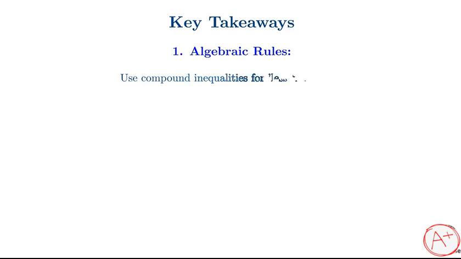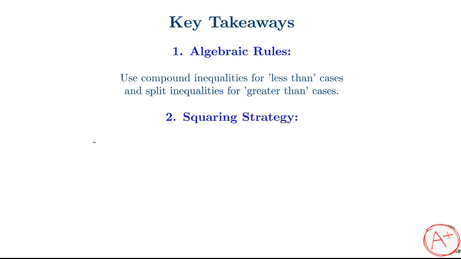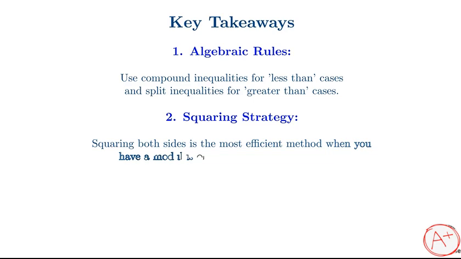To summarize today's lesson, remember these vital points for your exams. Use compound inequalities for less than cases and split inequalities for greater than cases. This fundamental logic ensures you are looking at the correct regions of the number line right from the start. Squaring both sides is the most efficient method when you have a modulus on both sides of the inequality. It quickly eliminates the absolute value signs and allows you to work with standard quadratic techniques.